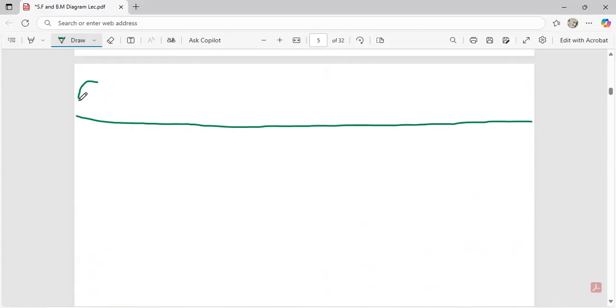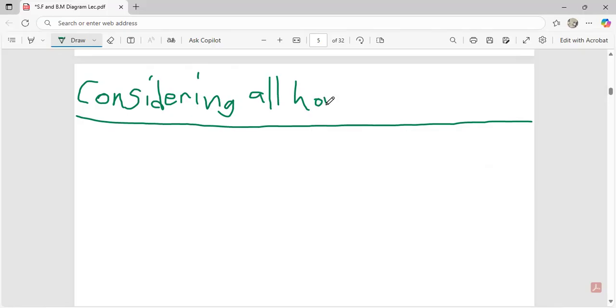So you write over here: considering all horizontal forces.